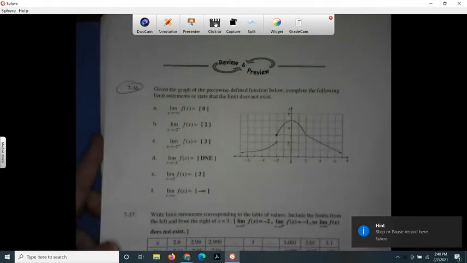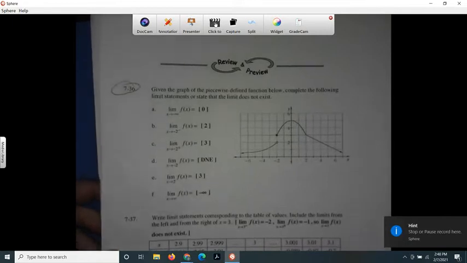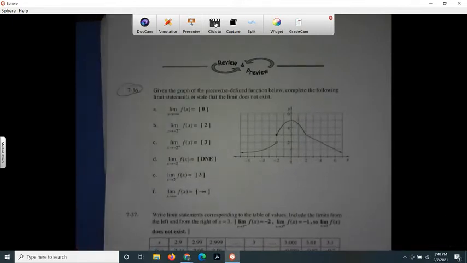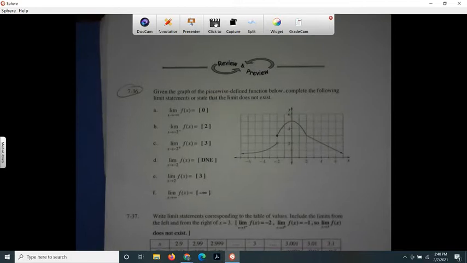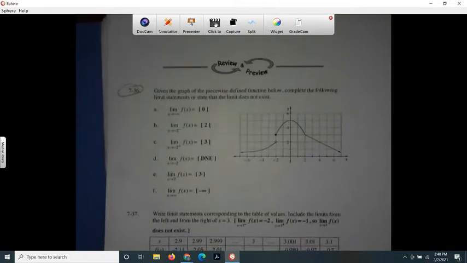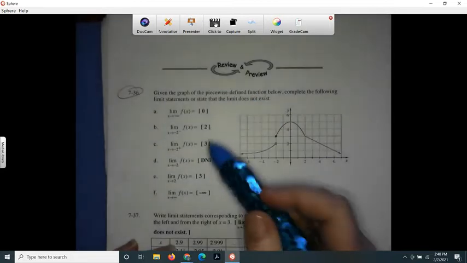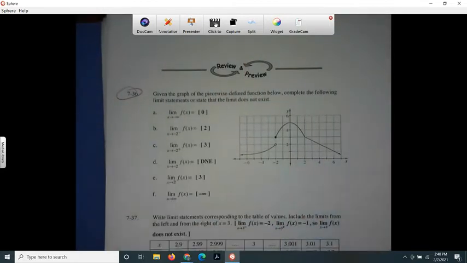Here's pre-calc, problem 7-36. It says, given the graph of the piecewise defined function below, complete the following limit statements or state that the limit does not exist. I know the answers are already there, but we're going to pretend we don't have the answers yet.